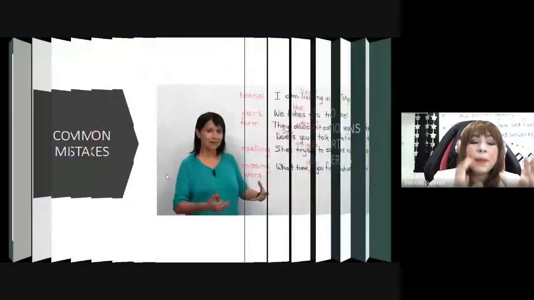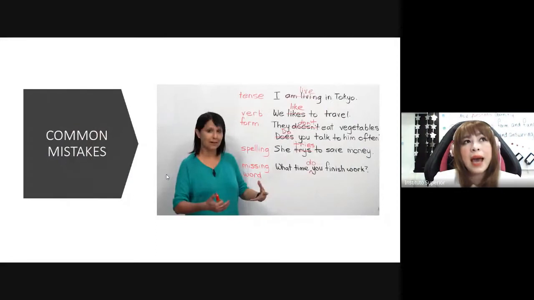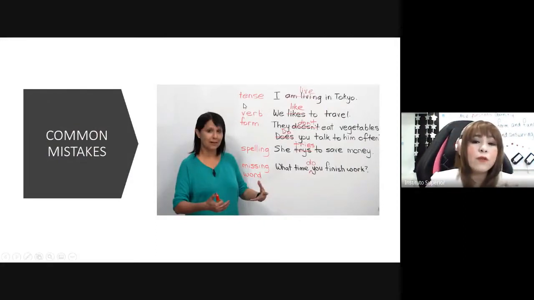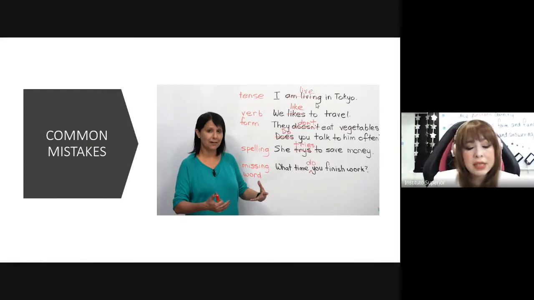Okay, which are the most common mistakes that we make every time that we use simple present tense? The first one is the confusion with the tense, okay? We have to be clear that we use simple present tense for permanent actions. Like, for example, I live in Tokyo. I am living in Tokyo is incorrect because I'm living is a present progressive. It's something that is happening right now and it is in progress. But the fact that you live in Tokyo is something that is permanent.